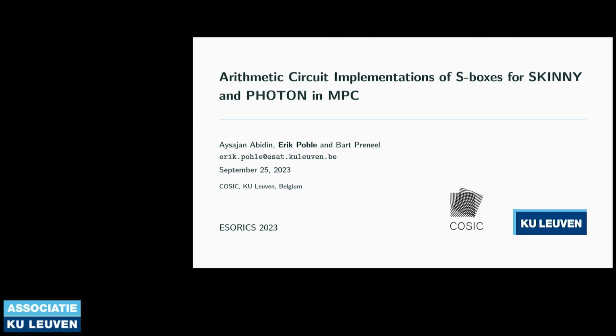I will be talking about the paper Arithmetic Circuit Implementations of S-Boxes for SKINNY and PHOTON in MPC. This is joint work with Aisajan and Bart. So the title has two components, MPC and SKINNY and PHOTON. First I will quickly introduce MPC.